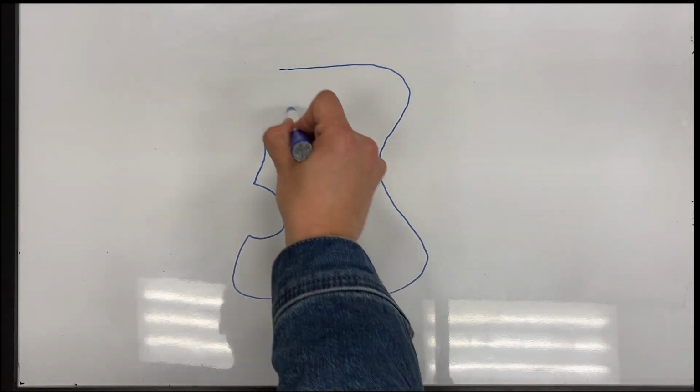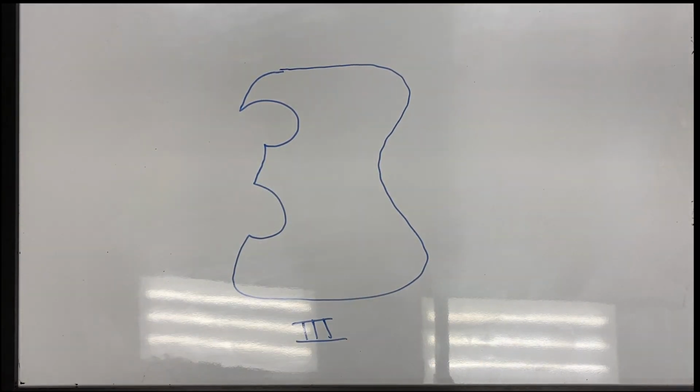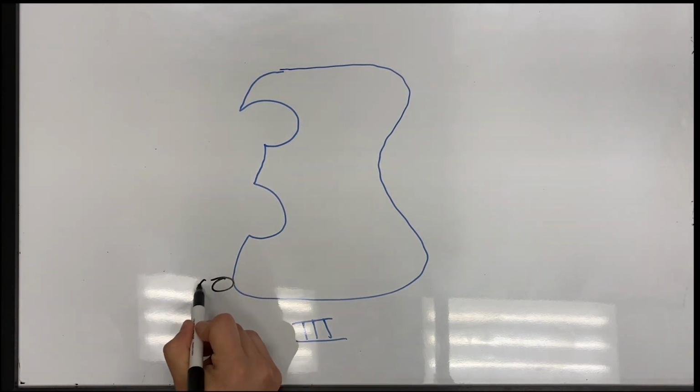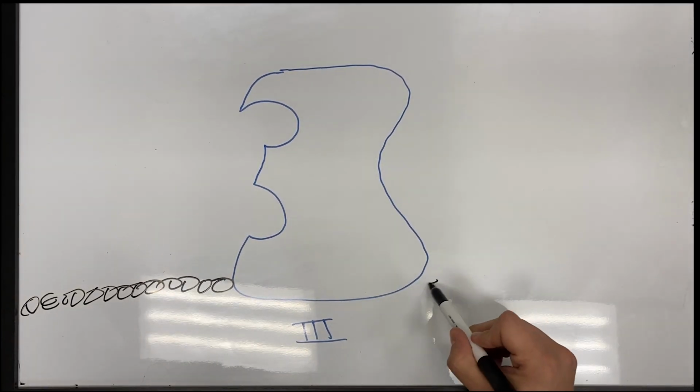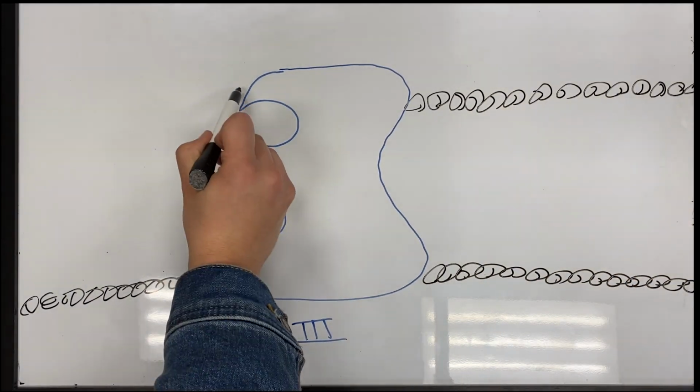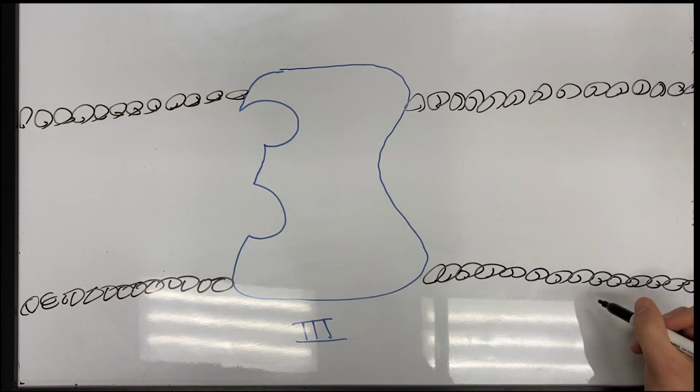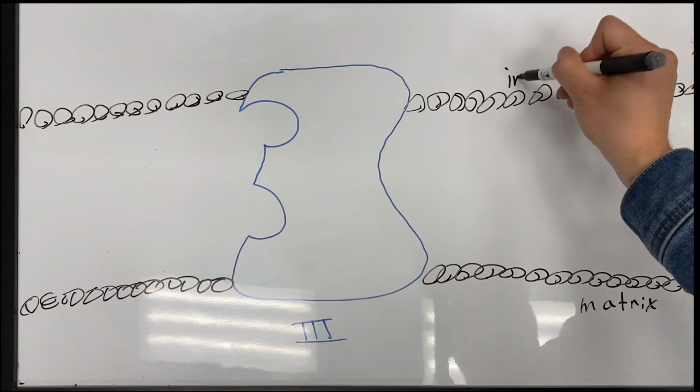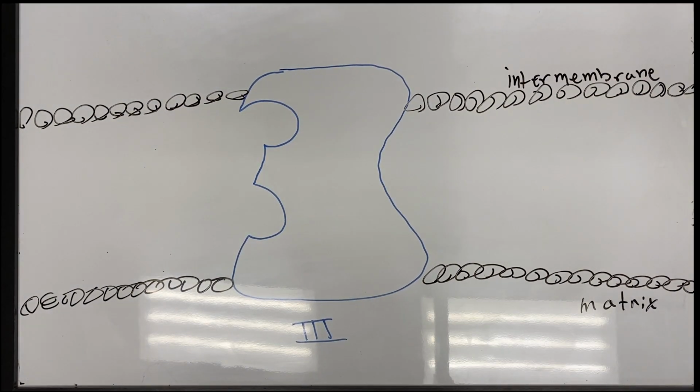It does this through the Q cycle, which is unique to complex 3 due to its novel responsibility of interacting with carrier proteins. These carrier proteins donate and remove electrons from the complex, similar to being passed down an assembly line. The Q cycle is broken down into 2 cycles with 2 pathways for electrons in each cycle.